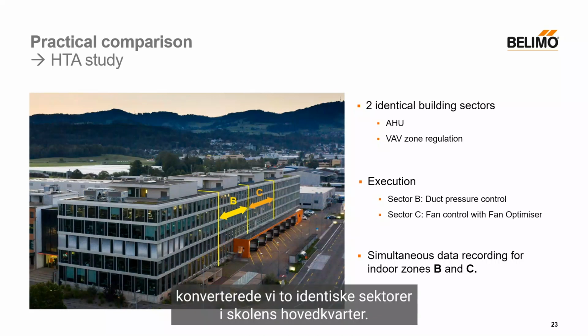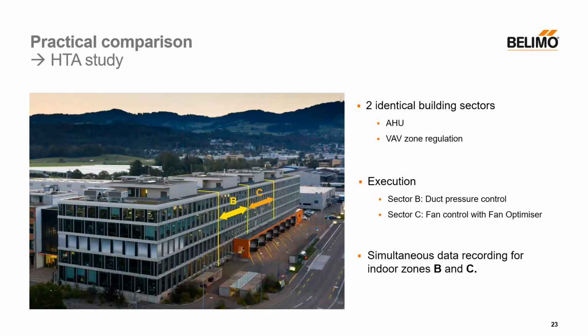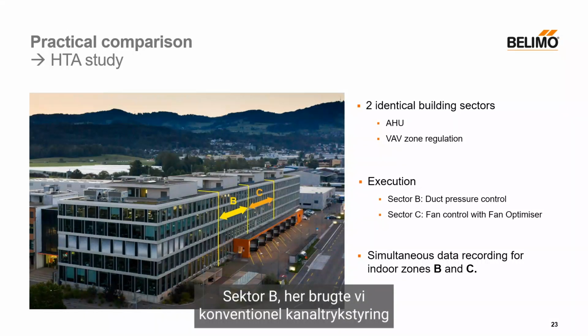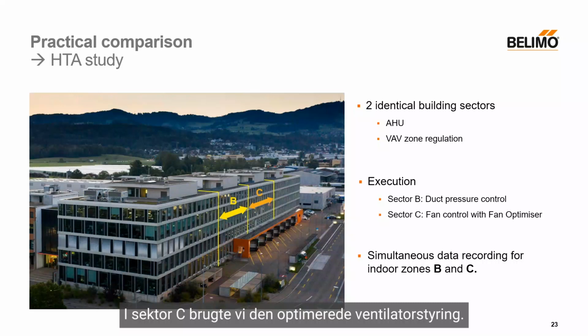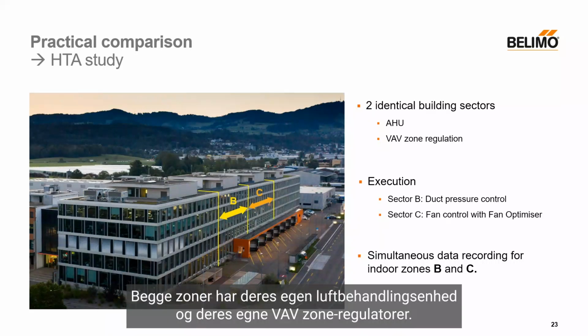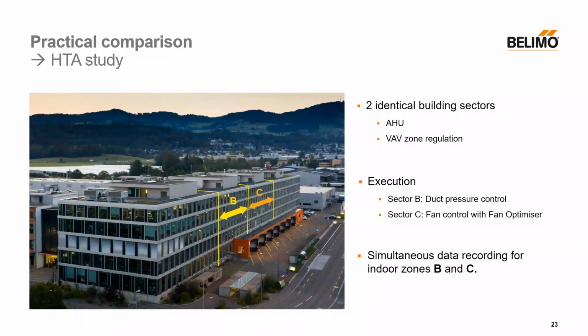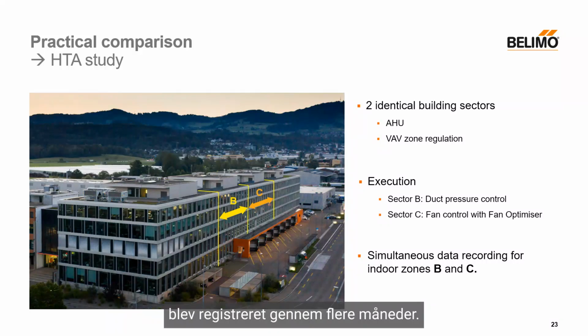To do this, we converted two identical sectors at Belimo's headquarters in Hinwil. Sector B we operated with conventional duct pressure control. In Sector C we used the optimized fan optimizer control. Both zones have their own air handling unit and their own VAV zone controllers. The power of the ventilator was recorded over several months.